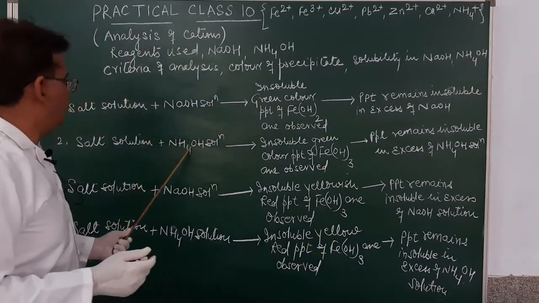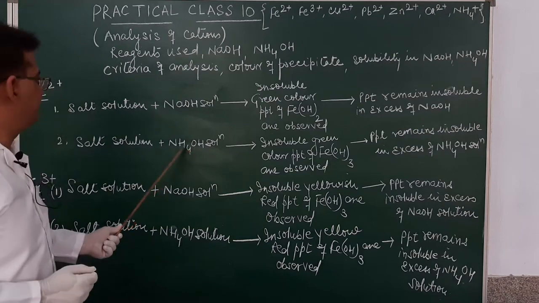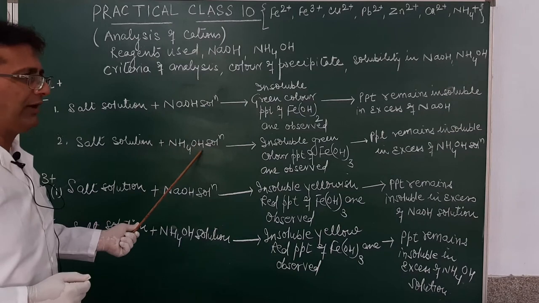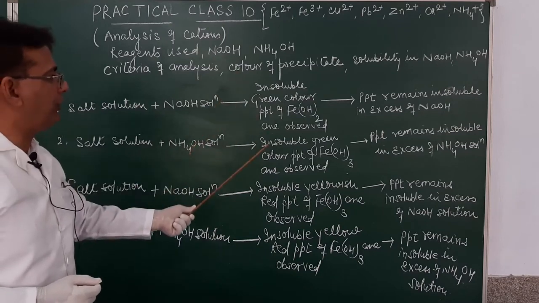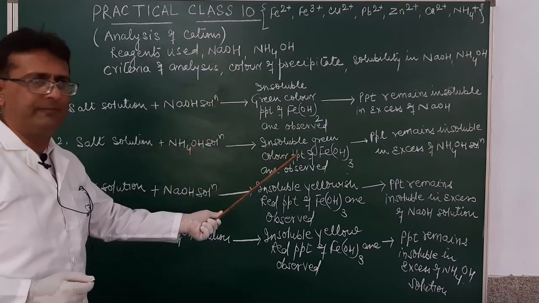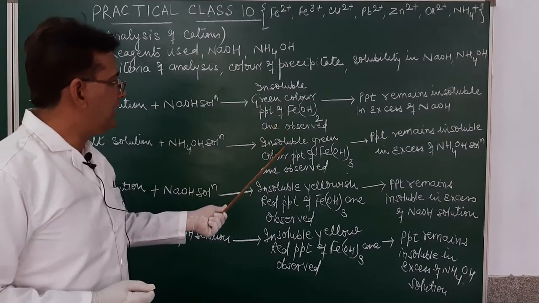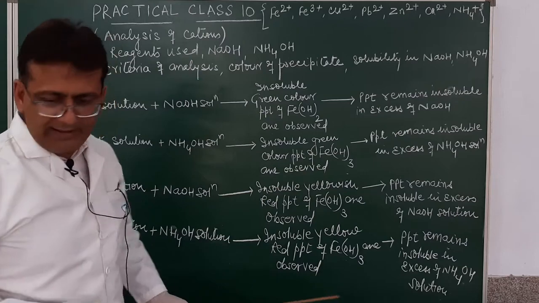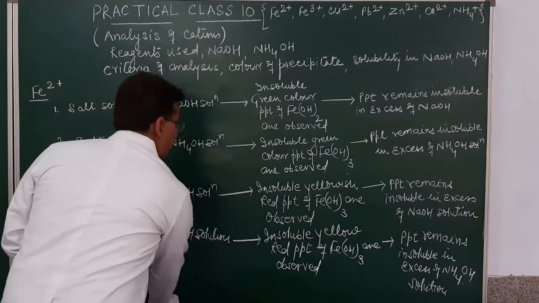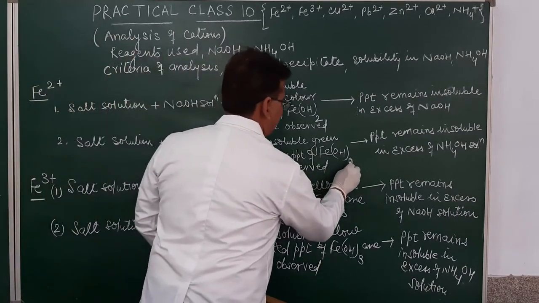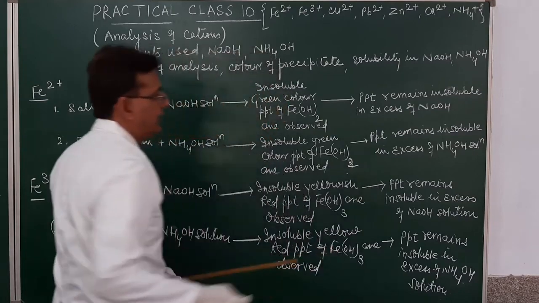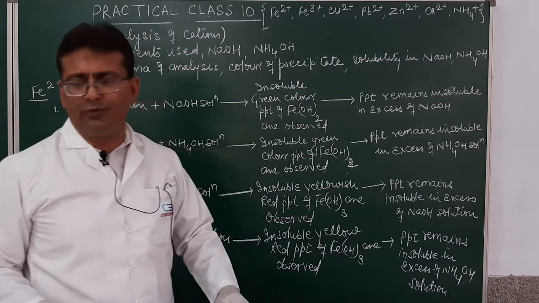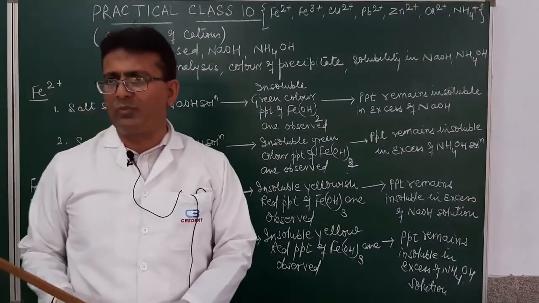Similarly, when we test by using ammonium hydroxide, we will take the salt solution. To this we add ammonium hydroxide solution. First criteria for observation will be the color of the precipitate. We will observe insoluble green color precipitate of ferrous hydroxide. This precipitate remains insoluble in excess of ammonium hydroxide.